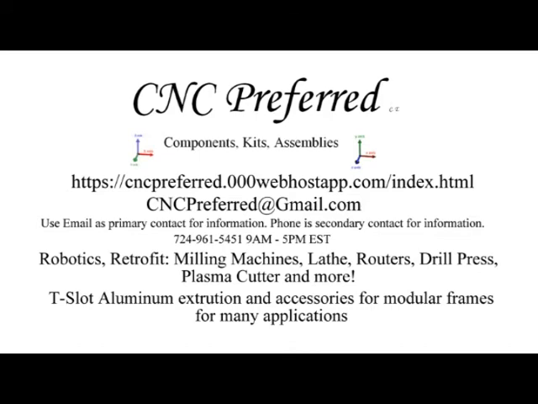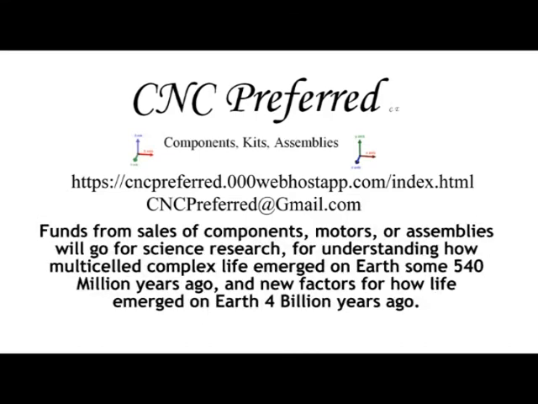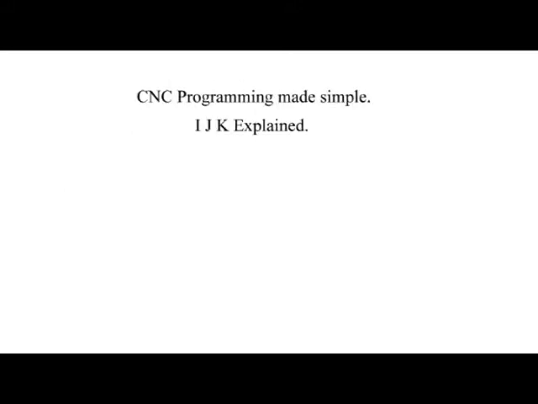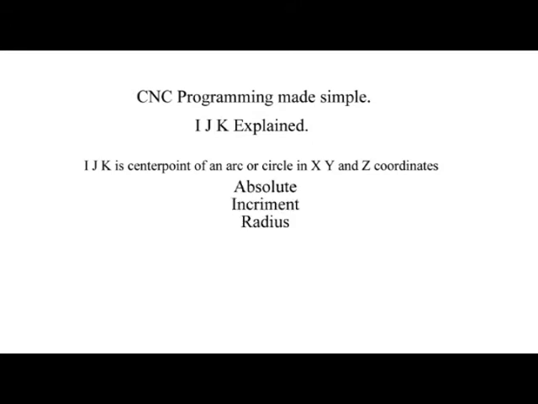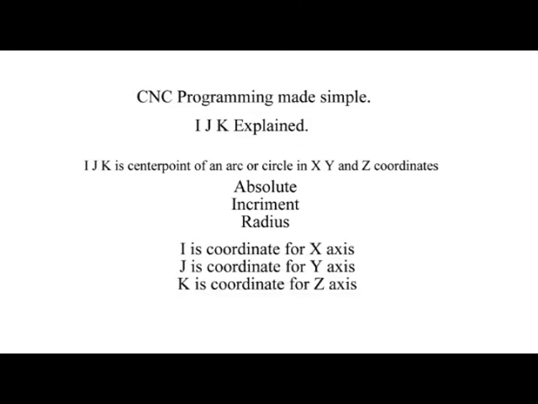I want to explain the IJK coordinates of CNC programming. The I, J, and K are simple coordinates for where the center of the arc is located. There are three ways to locate the I, J, and K coordinates: absolute, incremental, and radius. I is reference for the X-axis, J is reference for the Y-axis, and K is reference for the Z-axis.